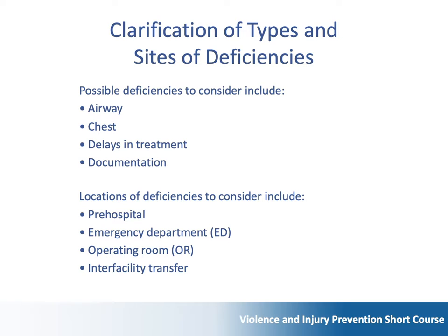This slide reviews clarification of types and sites of deficiencies. Possible deficiencies to consider include the airway, hemorrhage control, the chest, fluid resuscitation, delays in treatment, and also documentation. The locations of deficiencies to consider include pre-hospital, the emergency department, the operating room, the intensive care unit, the medical ward, care during the interfacility transfer, and system inadequacies.